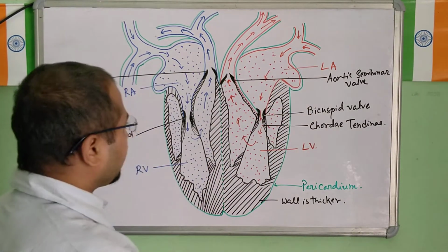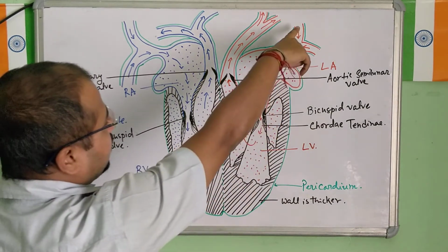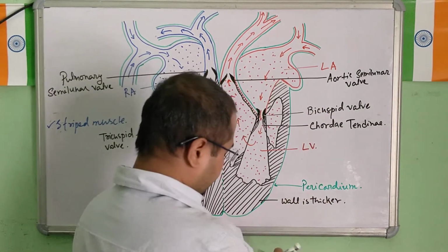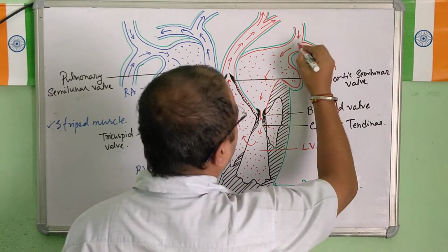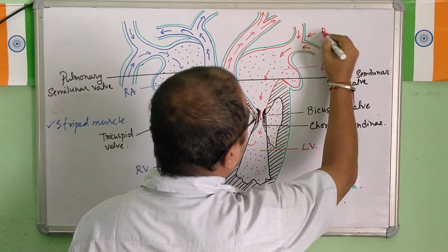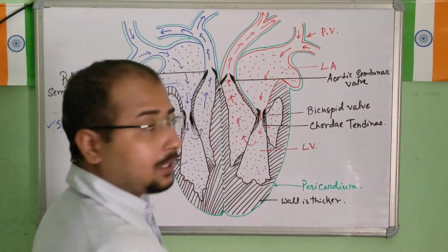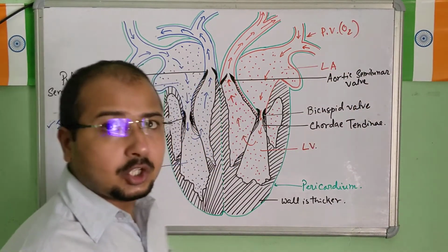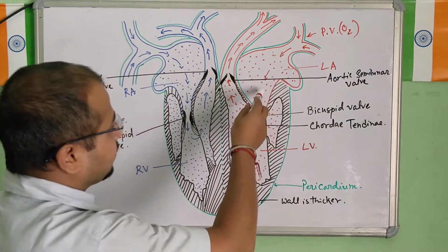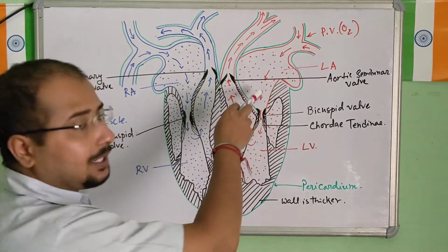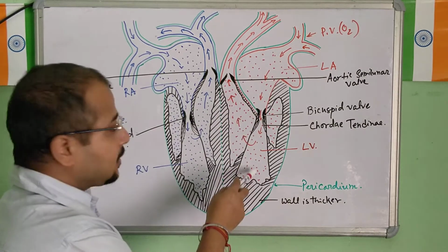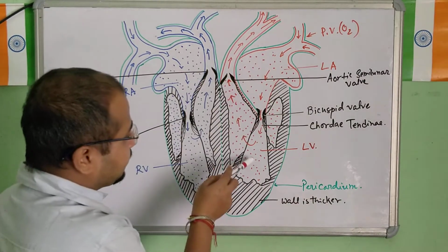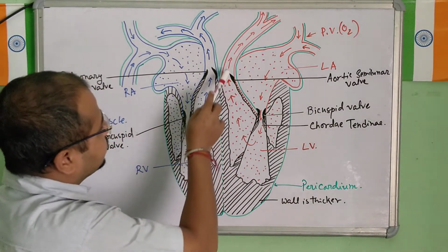Does it clear? So this is what is coming into the left atrium. These are the pulmonary veins, bringing the oxygenated blood from the lungs into the heart. You see here, oxygenated blood enters from the lungs through the pulmonary vein into the left atrium. From here it goes to the left ventricle. From here the arrow shows it is going out. From the left ventricle the blood is going out.